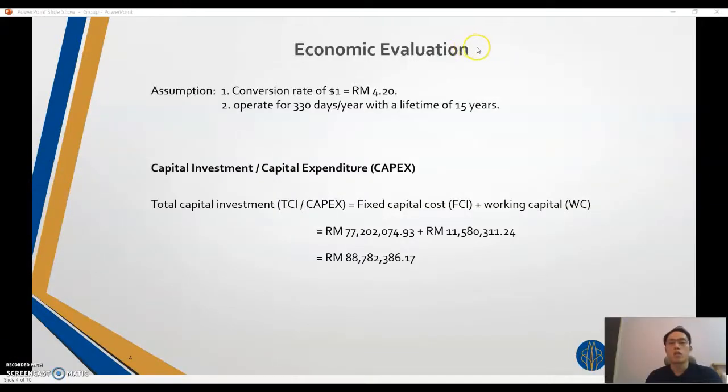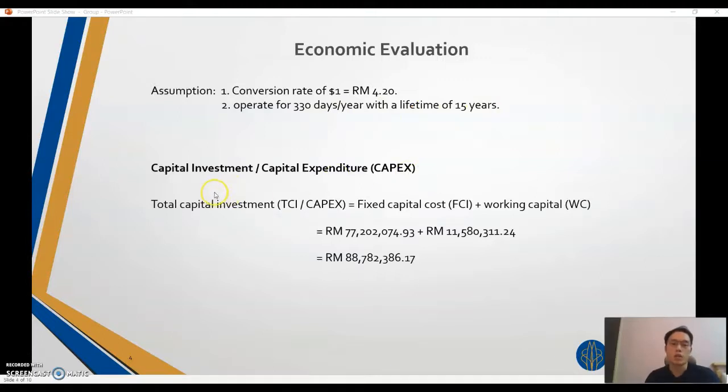Next, I'll be presenting on the economic evaluation of our project. There are two assumptions that have to be made before we proceed. First, we assume the conversion rate of USD to Ringgit Malaysia is 1 to 4.2. Second, we assume the plant operates for 330 days per year with a lifetime of 15 years.